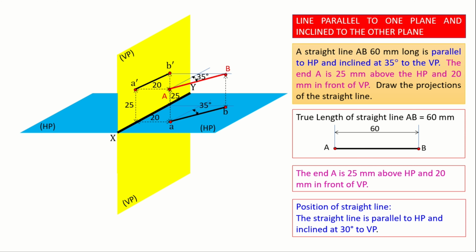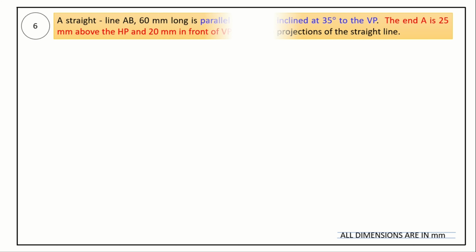Now, let us draw the projection of the given straight line. Take A3 sheet, draw margin on all four sides, write the question number. In the bottom right corner, write all dimensions are in millimeter. The question given is a straight line AB 60 mm long is parallel to HP and inclined at 35 degrees to the VP. The end A is 25 mm above the HP and 20 mm in front of VP. Draw the projections of the straight line.